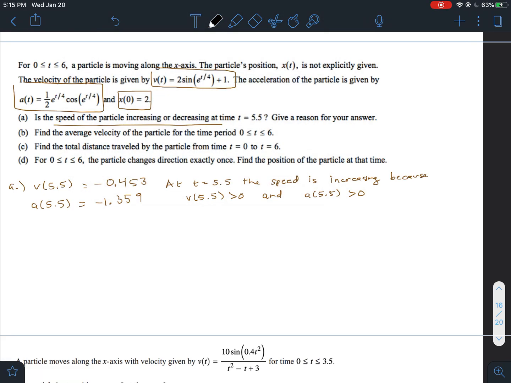Find the average velocity of the particle between 0 and 6. Average velocity would be change in displacement over change in time. So we need to find the change in displacement. To find our change in displacement, we need to integrate the velocity function between 0 and 6. So we're going to integrate 2 sine of e to the t over 4, plus 1, and then we're going to divide by the change in time.